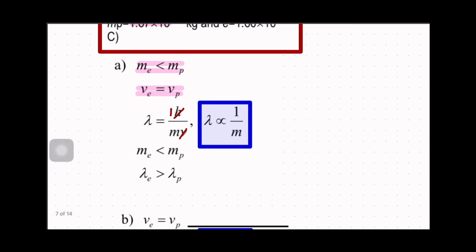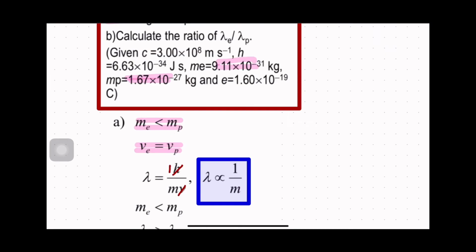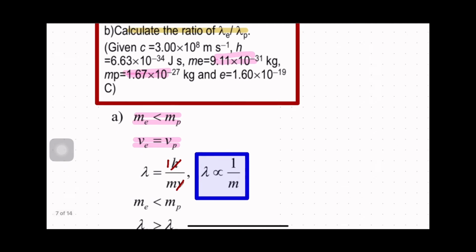So as you can see that the wavelength is directly proportional with 1 over mass. Okay, so as you know that mass of electron is less than mass of proton. Okay, now we want the longest wavelength, right? Longest wavelength means that the mass is less. So which mass is smaller? Mass of electron or mass of proton? Mass of electron, right? Okay, mass of electron is less than mass of proton. So we can see that lambda electron is larger than lambda of proton. That's it.